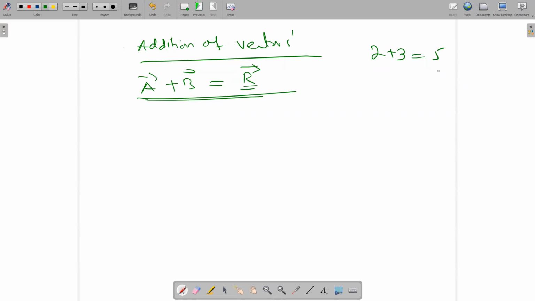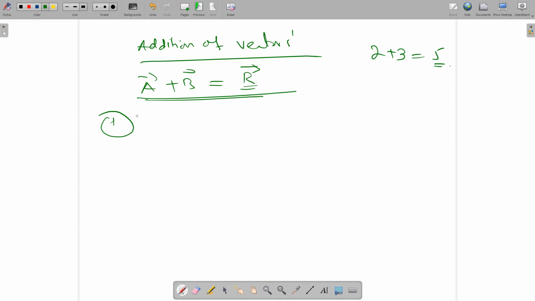Resultant. Here resultant means 5. But here resultant means some other things. Although it is equal to the sum of these, we must mention some direction with that resultant. So to add two vectors or three vectors or four vectors, we have two methods.